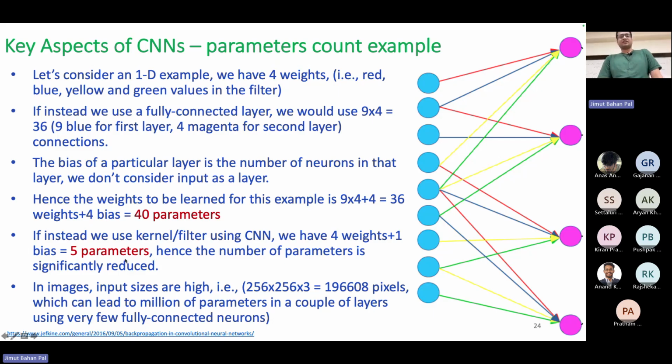And if you are using CNN or convolution, it will have a parameter of only 5. And in images, in general, if you are using 3-channel color images, it will be 256 cross 256 cross 3, which is like 196K pixels. So if we are using a fully connected layer, there will be parameter explosion in very few layers. So in general, when we are dealing with images, we use convolutional neural networks.